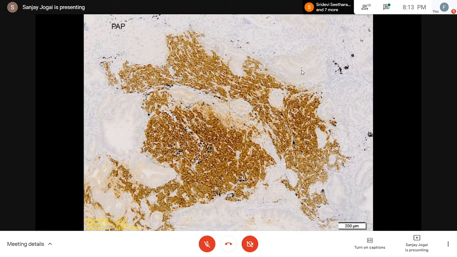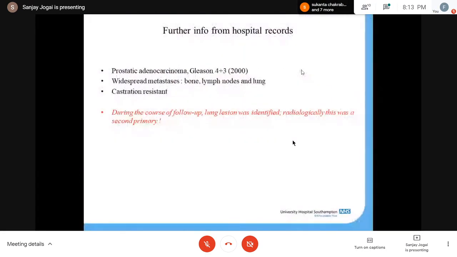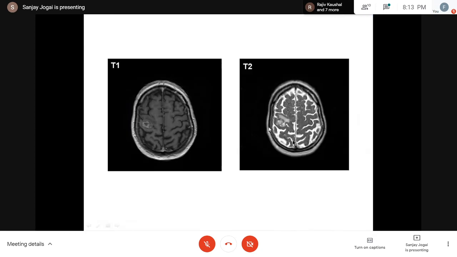Okay, so going to the next one. This is case number 4. A 56-year-old software engineer. In April 2008, he had sudden onset of twitching of the left arm followed by tremors. He was otherwise fit and well. He was a smoker, with no other significant past medical history. And these were his brain scans.